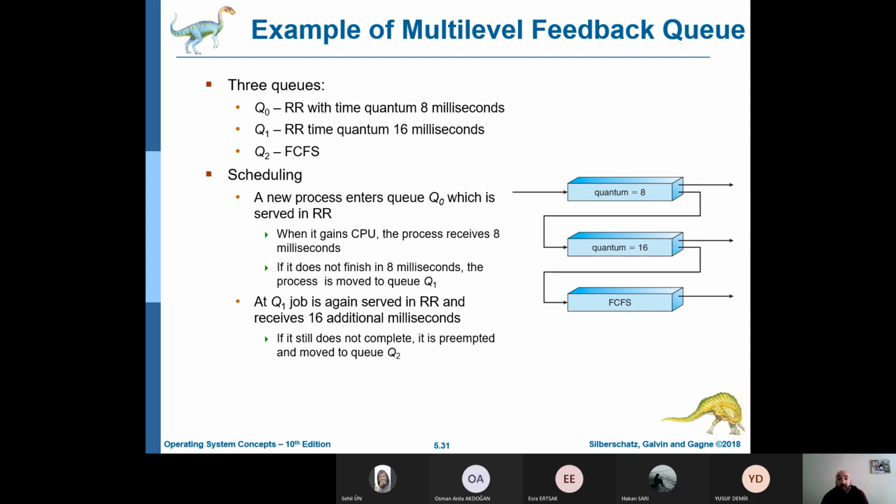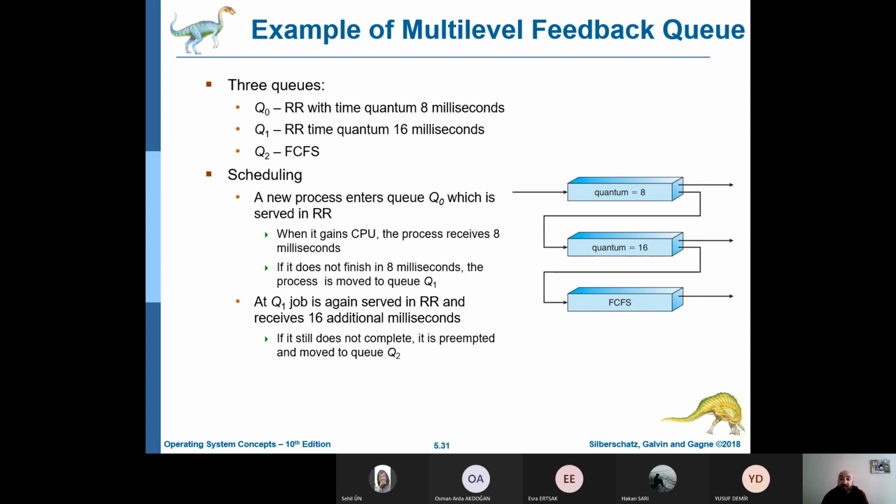Processes in Q2 are run on a first come, first served basis, but are run only when Q0 and Q1 are empty. To prevent starvation, a process that waits too long in a lower priority queue may gradually be moved to a higher priority queue.